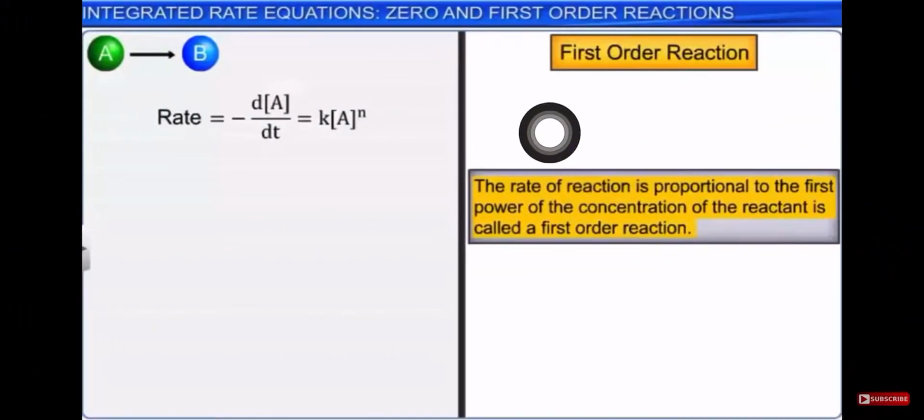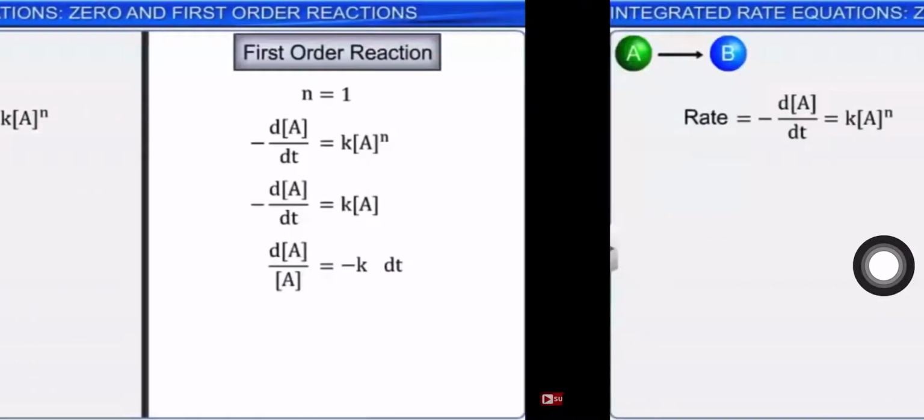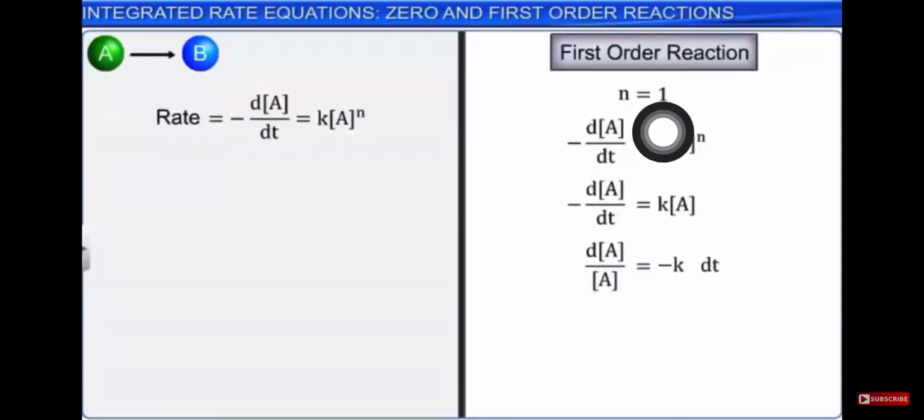Okay, now moving towards our next topic, that is first order reaction. The rate of reaction proportional to the first power of the concentration of the reactant is called first order, right? So we know this equation, with only the reactant taken: rate is equal to minus d concentration of A upon dt is equal to K concentration of A raised to n. Now what will this n be? n will be 1, right?